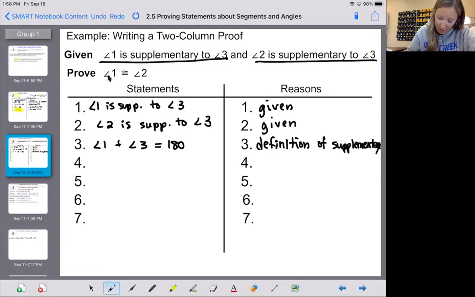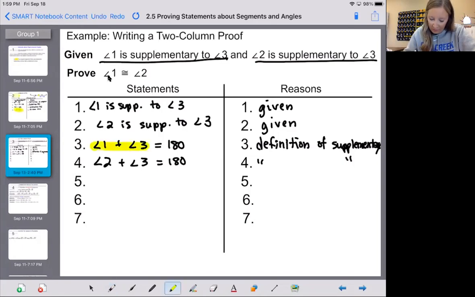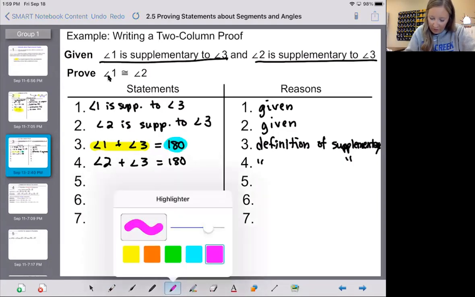All right. Now, if you look at line 2, we had something really similar, right? We had angle 2 is supplementary to angle 3. So I'm going to do the same thing here. I have angle 2 plus angle 3 equals 180, and that is also the definition of supplementary. Now, from here, you kind of have to play around. There are some tricks you'll learn. You'll see proofs over and over again, and you'll learn some of these tricks that I'm going to use. But do you notice here that we have 1 plus 3 is equal to 180. And then we have 2 plus 3 is equal to 180.